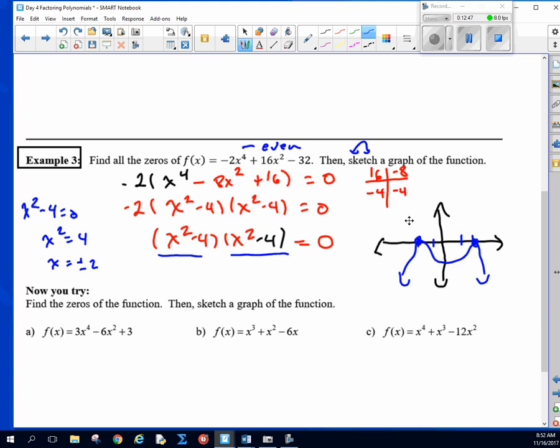If I look, I'm going to have a y-intercept of negative 32, so technically that would be negative 32. But those are the 3 examples of what we haven't covered so far.